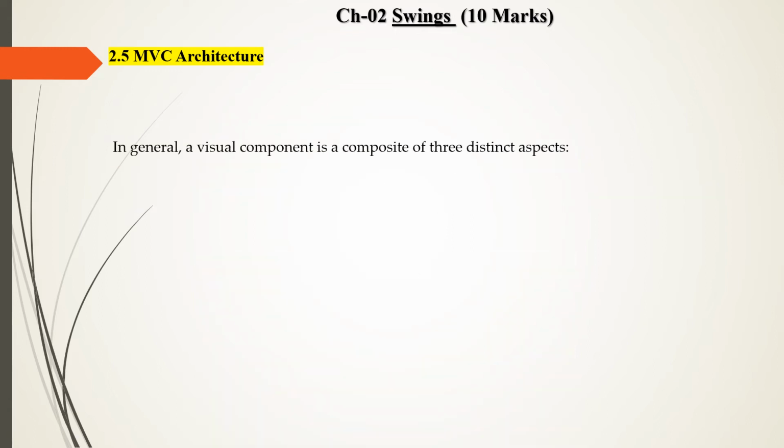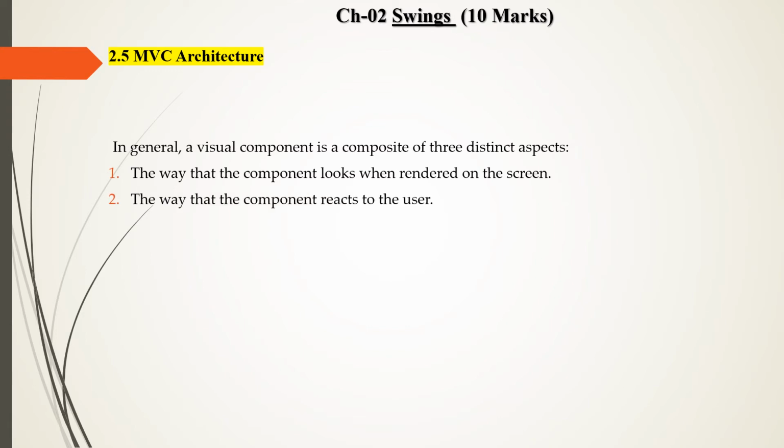Next, we see some extra points regarding MVC architecture. In general, a visual component is the composite of three distinct aspects. First is the way that the component looks when rendered on screen, so it is regarding the look of the component. Then, the way that the component reacts to the user. A simple example is when you click on a button, some background processes proceed and some event is generated.